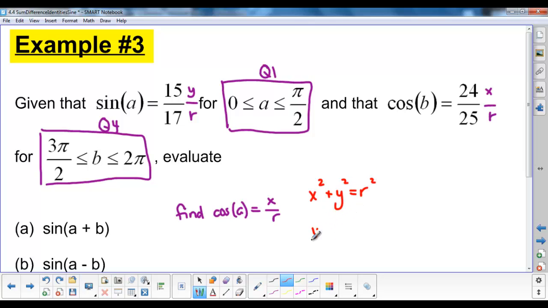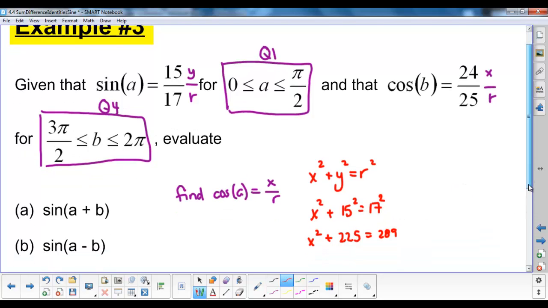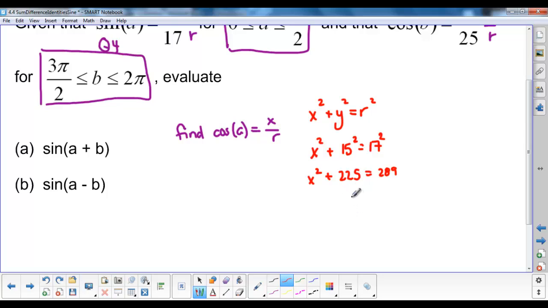So x is what we need to find. We're given y, which is 15. We're also given r, which is 17. Now, if we were to go ahead and simplify that, we end up with x squared equaling 64, and then x could either be plus or minus 8.